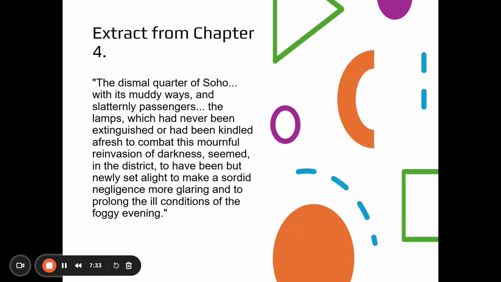Extract from Chapter 4. The dismal quarter of Soho, with its muddy ways and slatternly passengers. The lamps, which had never been extinguished or had been kindled afresh to combat this mournful reinvasion of darkness, seemed in the district to have been but newly set alight to make a sordid negligence more glaring and to prolong the ill conditions of the foggy evening.